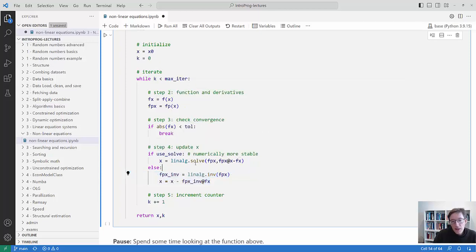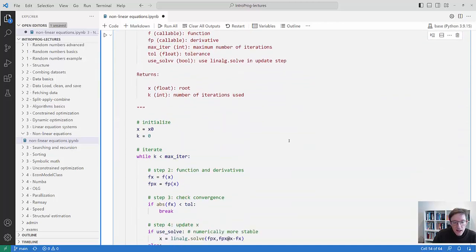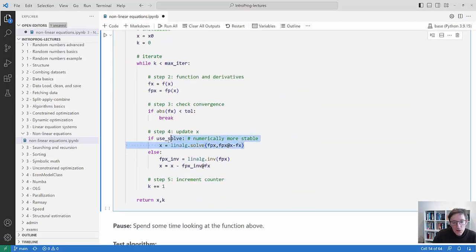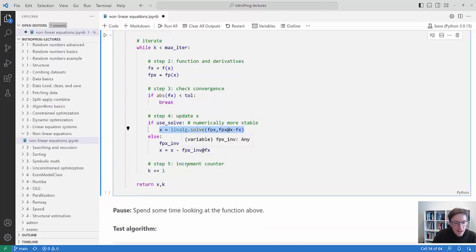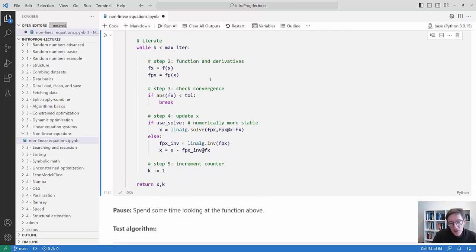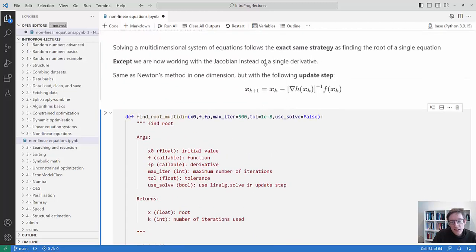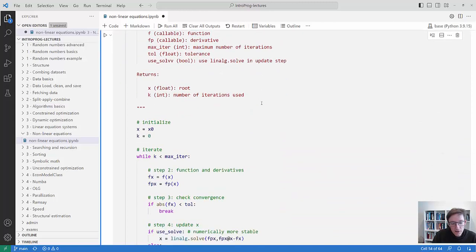We can also think about what we're doing here as solving an equation system, and in that case, we will write our update step as this. There are numerical reasons why this might be a bit more stable, but we will see that they get the same results in our case. We increment the counter and we continue. Again, this is a good time to pause the video and understand what's going on in this function in relation to the text up here and the original algorithm.